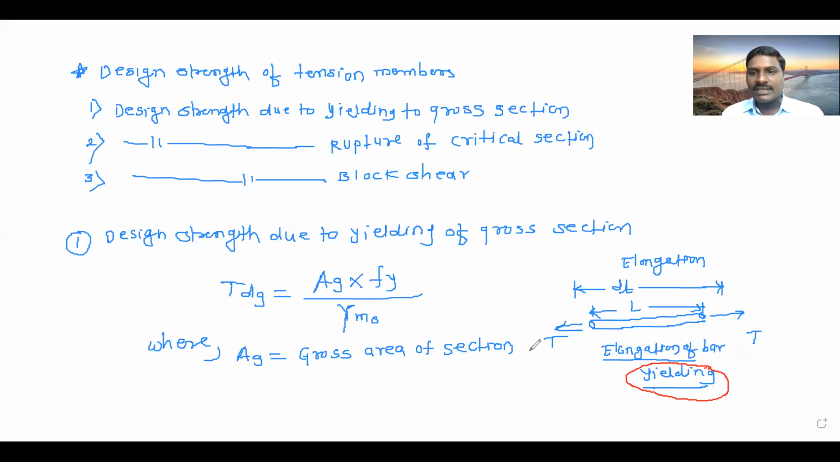So we are here, we can see in first category or first condition, yielding of gross section. Your tension member is failing due to 3 conditions. Out of these, first condition is yielding. Yielding म्हणजे ताणत गेल्यानंतर क्रॉस सेक्शनल एरिया हा डिक्रीज होत जातो इलॉंगेशन वाढल्यामुळे, आणि एका पॉइंटला तो कट होतो. That is nothing but yielding of cross section.